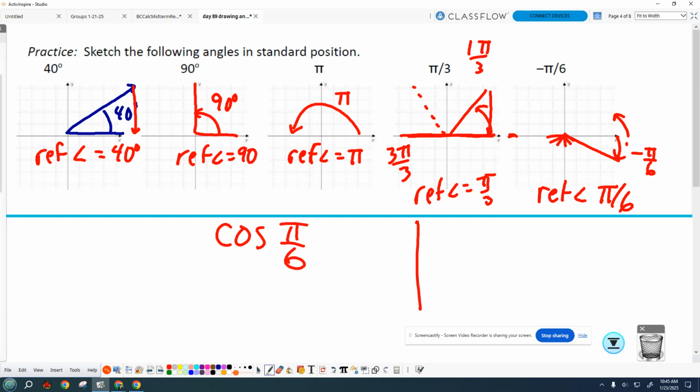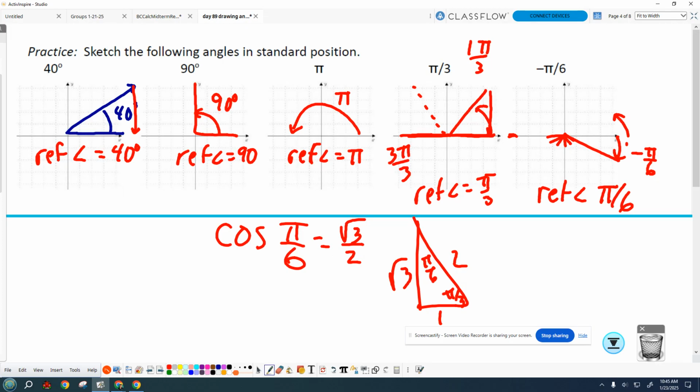The other day I asked you guys to remember this triangle, and it's 30, 60, 90. I'm gonna write it with radians. Pi over 6, across from pi over 3 is root 3, and then there's 1, 2. Cosine of pi over 6. Cosine is adjacent over hypotenuse, so cosine of pi over 6 is root 3 over 2.